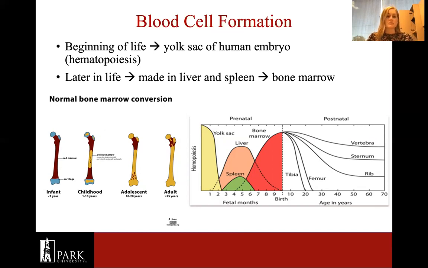Later in life, that hematopoiesis or that blood cell formation is going to take place in your liver and your spleen, as well as your bone marrow. So when you are just an embryo, it's going to take place in the yolk sac. And then once you're a full-blown human, it's going to take place in the liver, spleen, and the bone marrow.